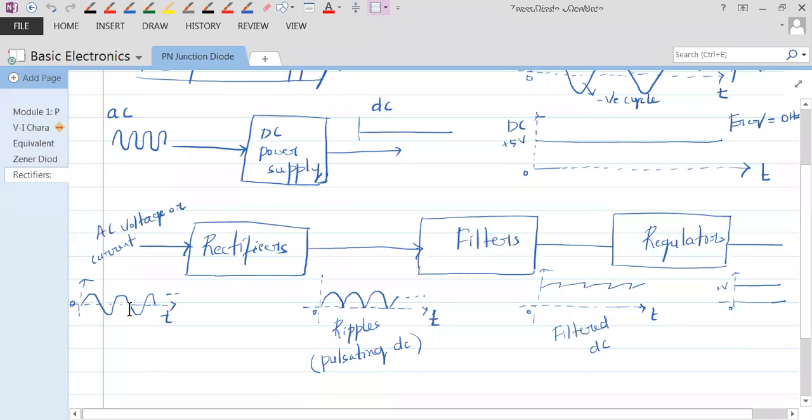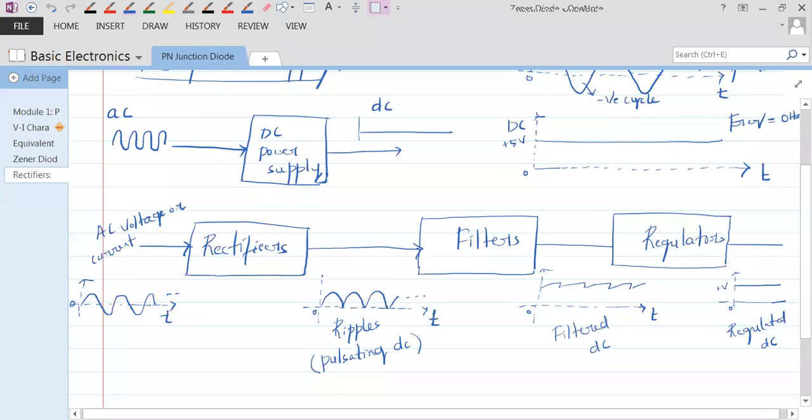So we started here with the AC voltage. Now we have got a pure DC voltage, which is regulated DC. So this is called regulated DC. Now, if I ask you this question, what would you answer?